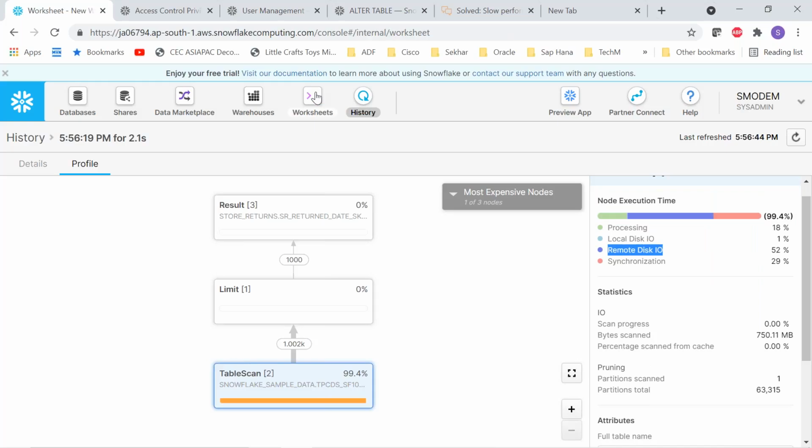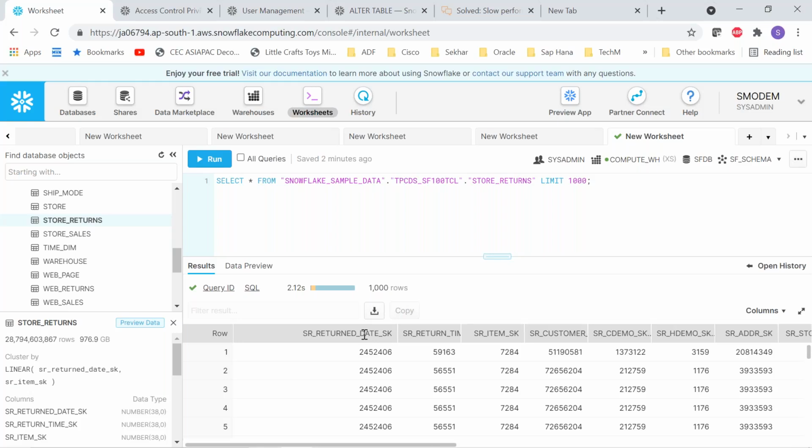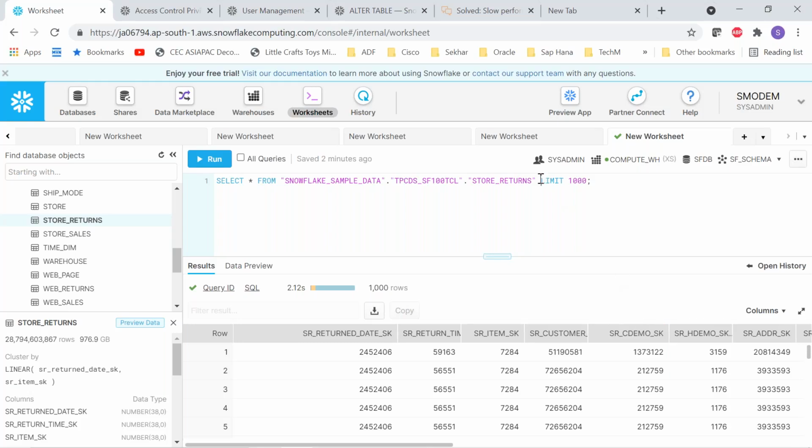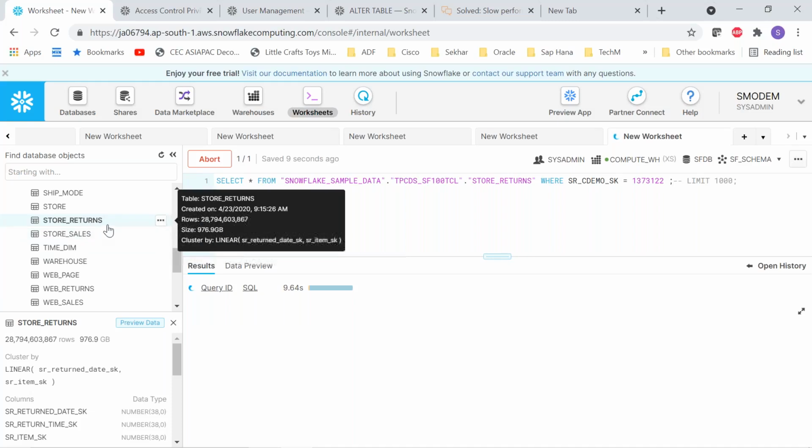Okay, let's go back here, and then return date, and we'll look for SR. There is a credit memo. I'm using this to filter the data. It might take time. We are trying to get from how much data is it? 28 billion records.